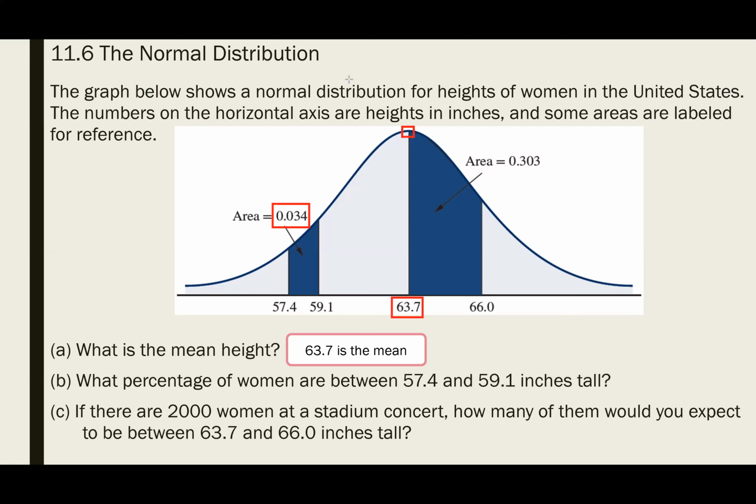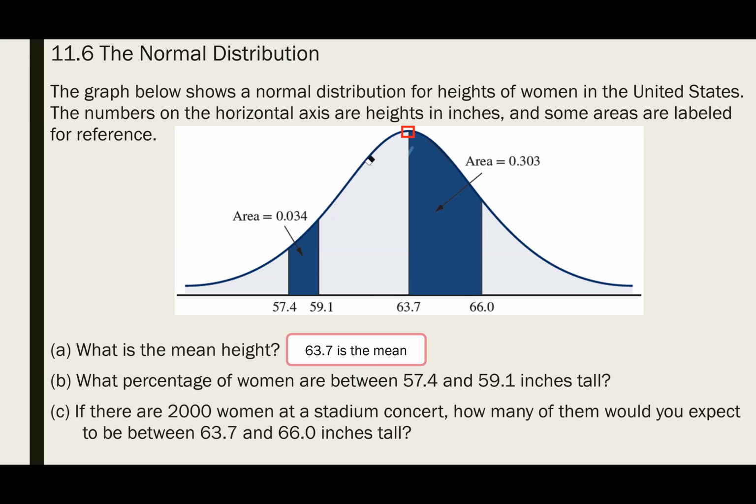So if we're looking at this here, and they ask you what is the percentage of women between the height of 57.4 and 59.1 inches tall, the percentage will be 3.4%. Again, if this is a decimal, you convert to percentage by moving the decimal place 2 places, and the percentage will be 3.4%.